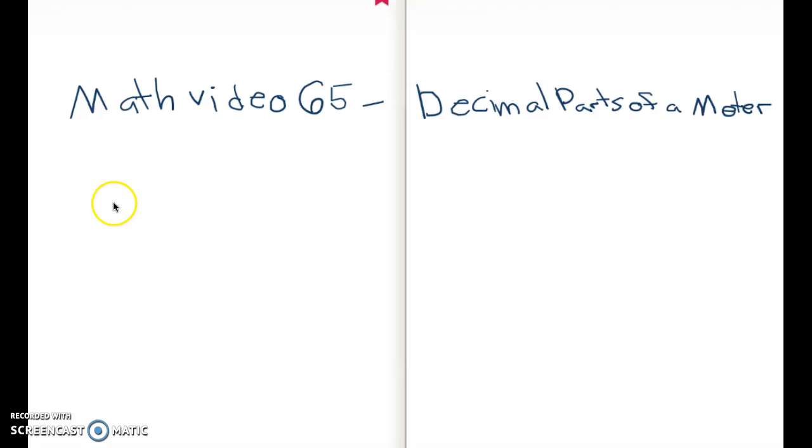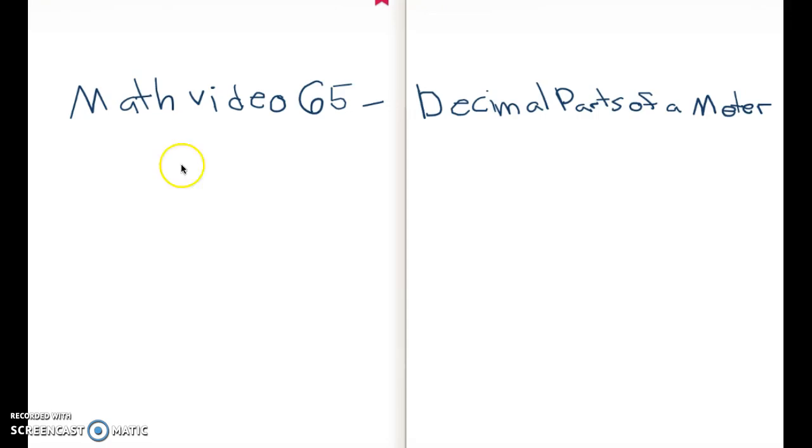This is Math Video 65, decimal parts of a meter. Yesterday we looked at money and how money can be used for decimal numbers, and today we're going to be looking at meters. Meters are all in units of 10, so it works perfectly for decimals.